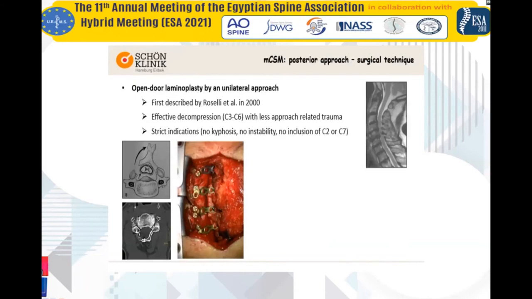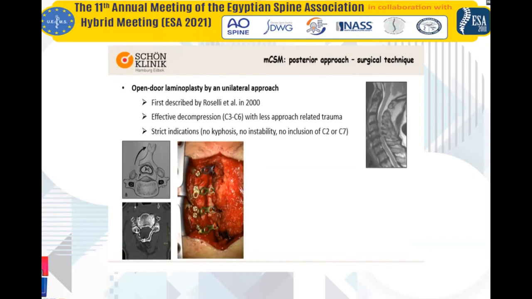When we only look at the posterior approach, our favorite technique is the open door laminoplasty. We perform this laminoplasty by a unilateral approach. This was first described by Rosselli. It's an effective decompression with less approach-related trauma because you dissect the muscles only on one side.